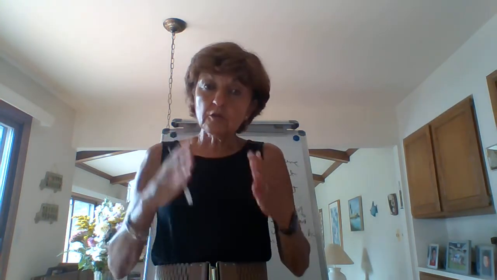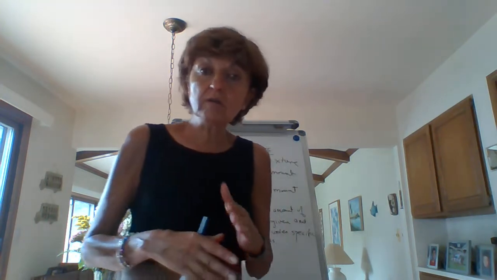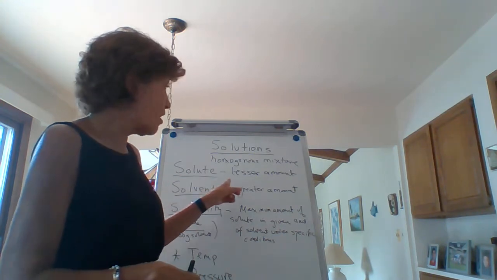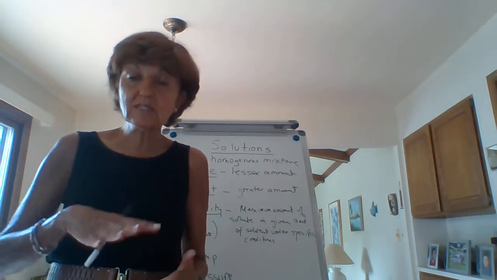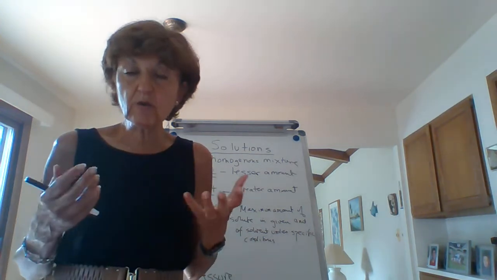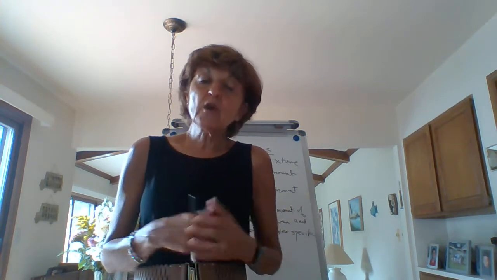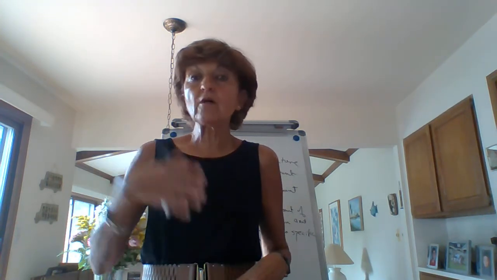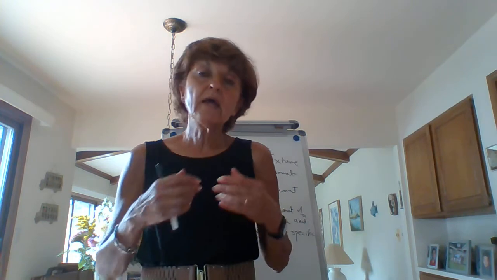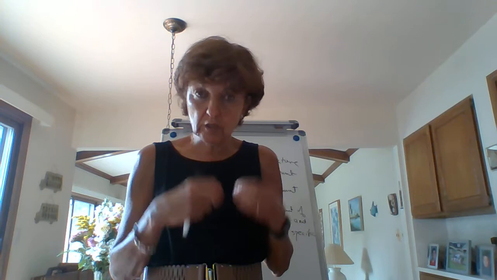Now, the two main components are called solute and solvent. So when you have a solution, the solute is the thing that you have in a solution that's in lesser amount. The solvent is the thing that is in greater amount. So for example, if you have a solution of alcohol and water, and it's all uniform, and I tell you that 80% of it is water and 20% of it is alcohol, that means the alcohol is the solute and the water is the solvent.